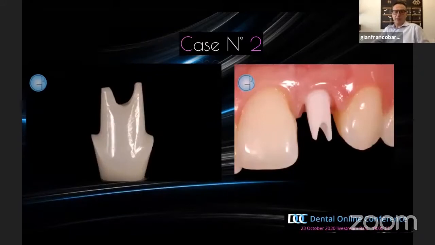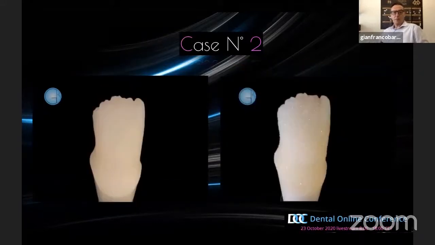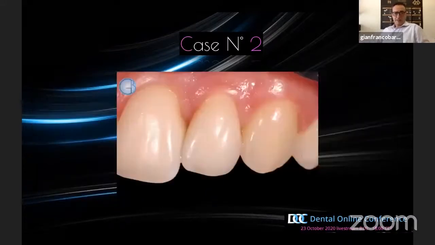We tried it in the mouth. At this point, we built a ceramic crown. Even in this case, it was lithium silicate. I'm a fan of lithium silicate. It's easier for me to work with. And at the end, this was the final work.